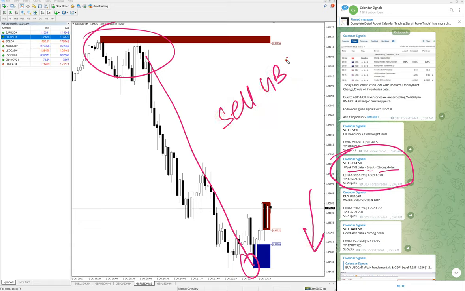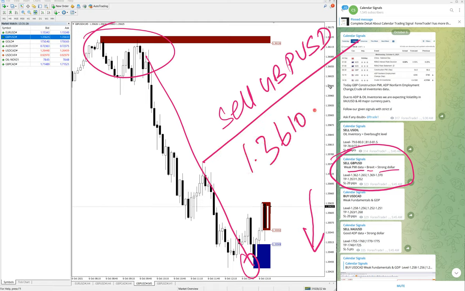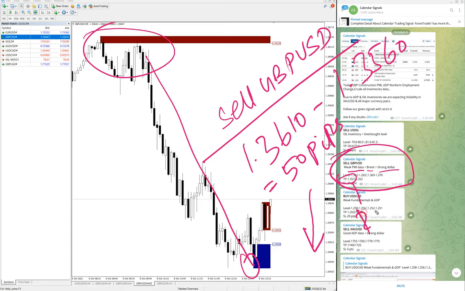Sell GBPUSD moved from 1.3610 till 1.3560, which is again a 50 pips gain. We have seen the same 50 pips gain on USDCAD as well, and also 50 pips gain on the GBPUSD sell signal. And the given target, 1.357, also reached on GBPUSD. Target reached on the sell GBPUSD signal.